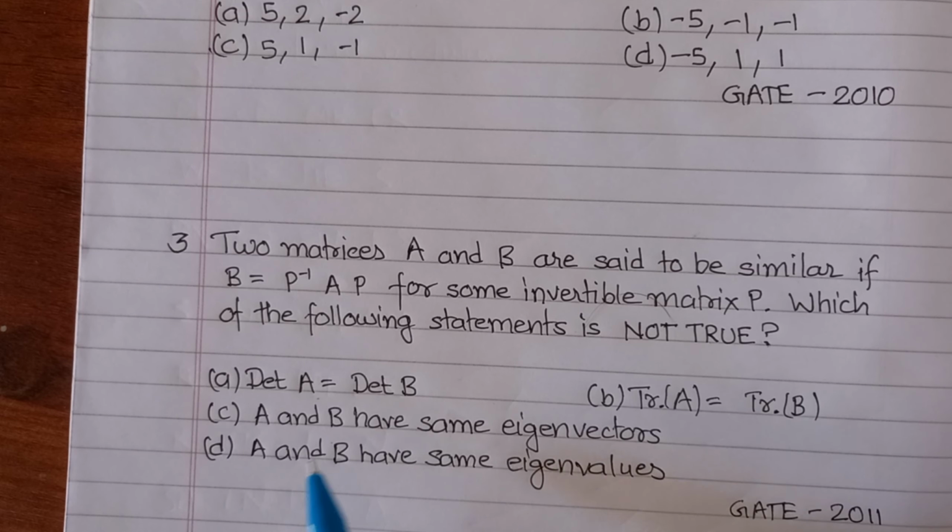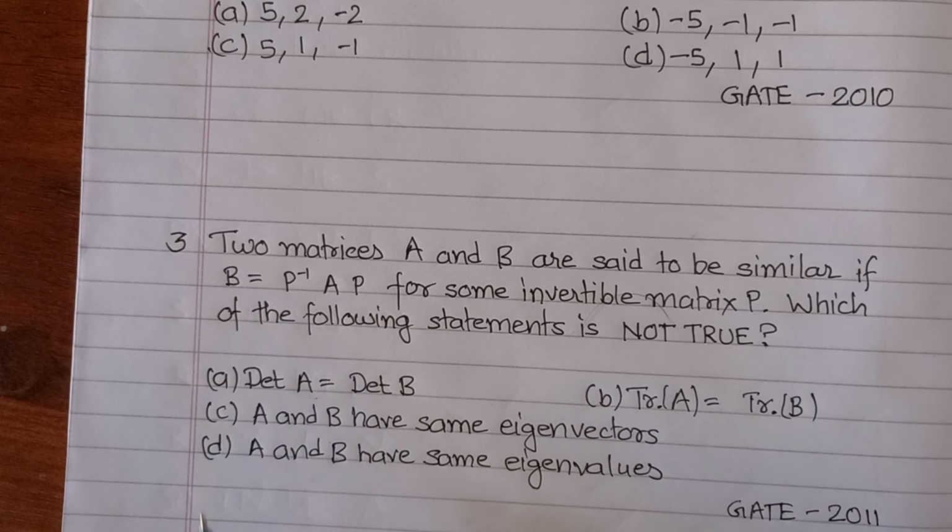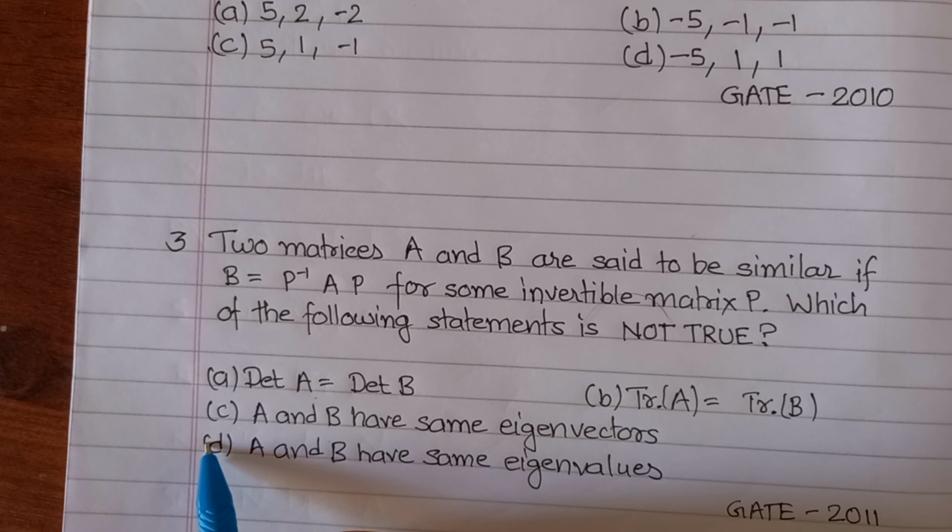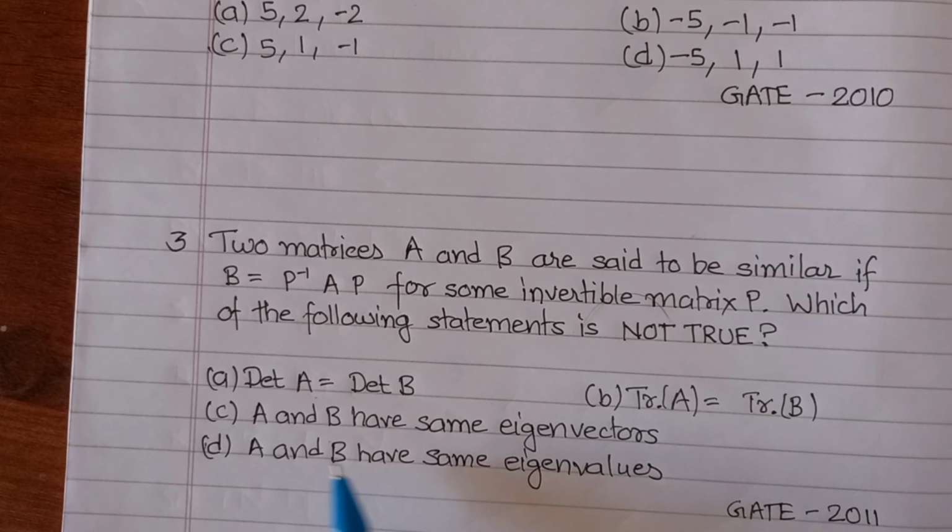So we know that if A and B are related in this manner, then they have the same eigenvalues. So option D is true, so this cannot be the correct option. This statement is true, so this is not the correct option.